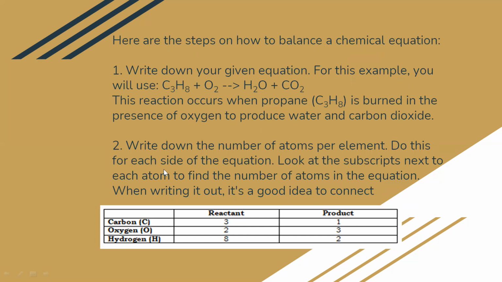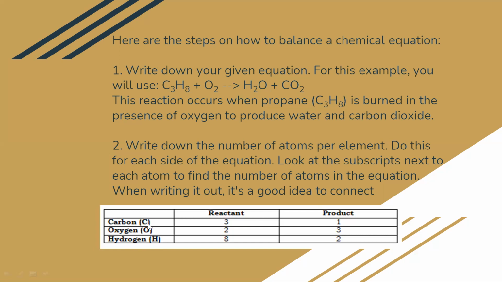Number 2, write down the number of atoms per element. Do this for each side of the equation. Look at the subscript next to each atom to find the number of atoms in the equation. When writing it out, it's a good idea to connect. So we have carbon, hydrogen, and oxygen, three elements. We're going to write all the elements in the equation, and then just write the words reactant and product.